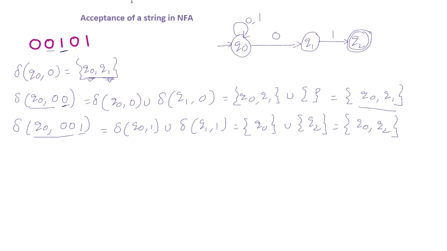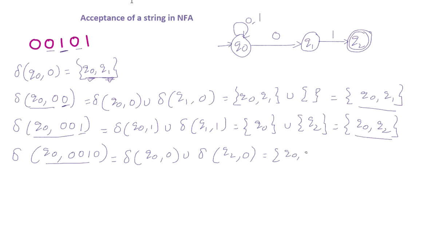And the next symbol to be read is 0. So delta of Q0 on 0010. Already up to this one we have processed and we got the result Q0 Q2. So we need to write delta of Q0 on 0 union delta of Q2 on 0. Q0 on 0, we got Q0 Q1 union Q2 on 0, it is not defined in the given NFA, so it is 5. So finally we are going to get the result Q0 Q1, and the last symbol to be read is 1.